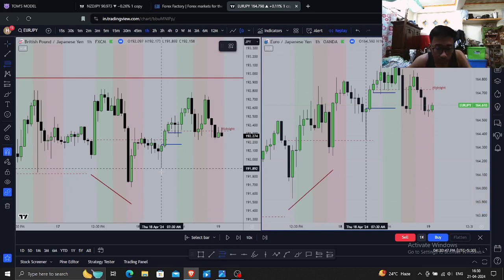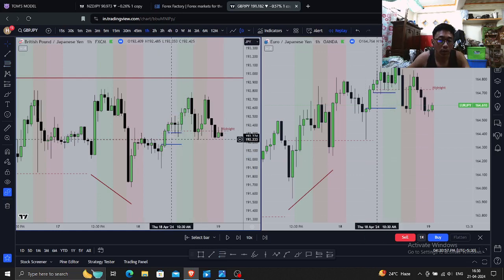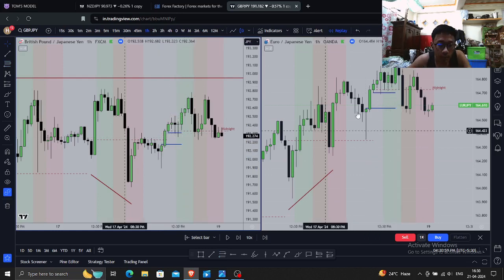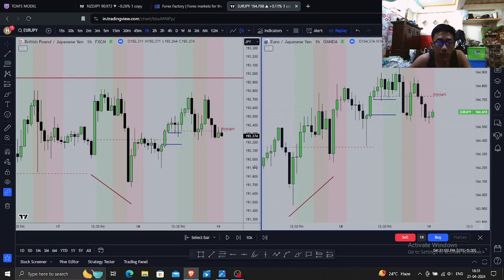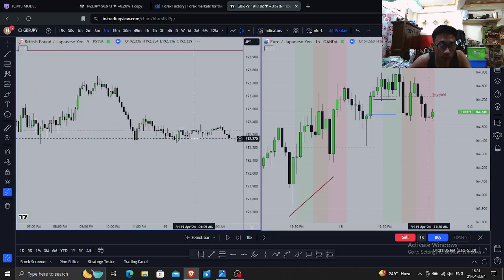And also here we have a trading range from here to here. Do you see this? So I consider this as a trading range in the 1 hour time frame. So I chose this fair value gap to go upwards. Same thing with the Euro JPY. So let me zoom in to 5 minutes.